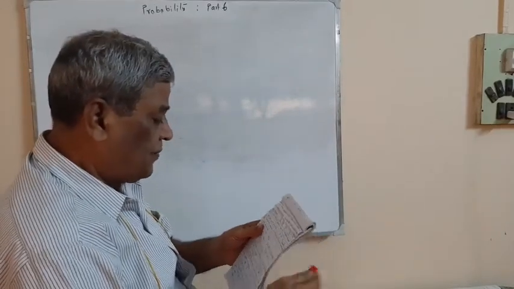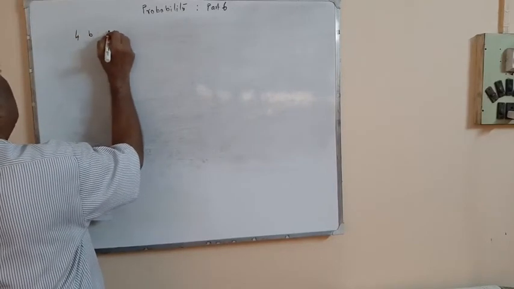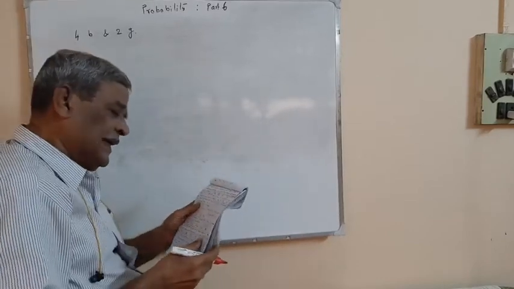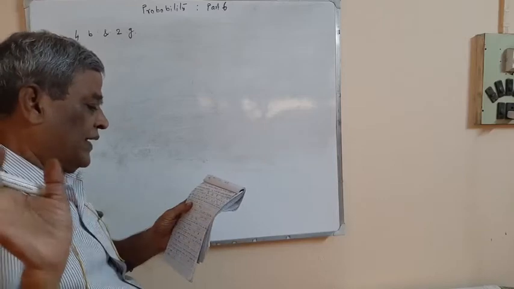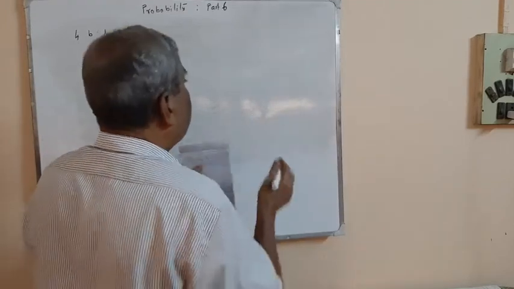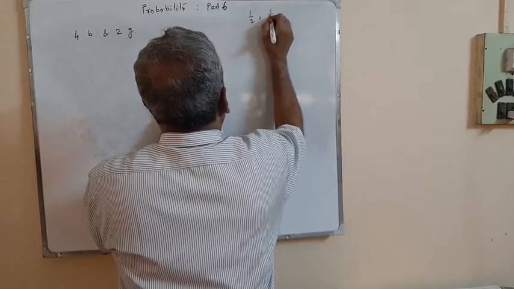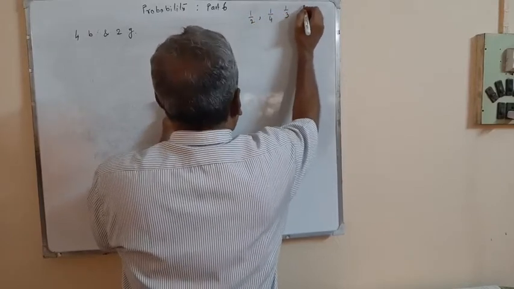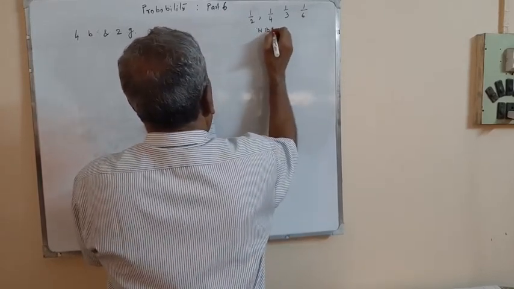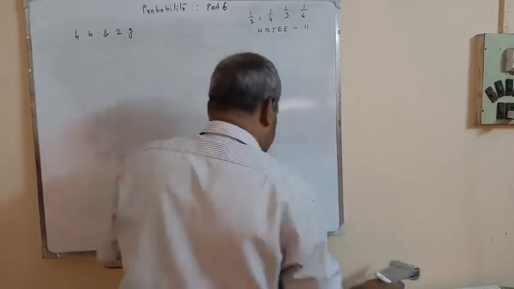The next problem is: 4 boys and 2 girls sit in a row at random. The probability that the girls sit side by side is, options: half, 1/4, 1/3, and 1/6. And that problem was given in the West Bengal Joint Entrance Examination in the year 2011.